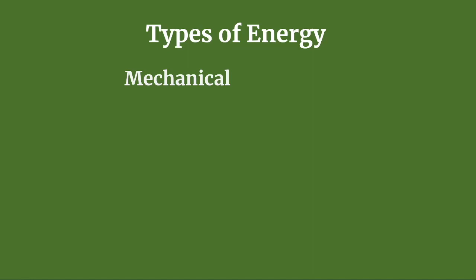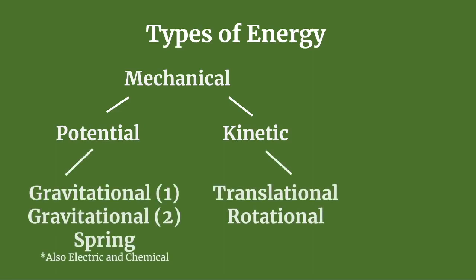Energy, sort of like force, comes in many different types. When we do calculations, we're usually working with mechanical energy, which is the sum of all potential and kinetic energy in a system. The main types of potential energy we use are gravitational, and there are actually two kinds of this one, and elastic potential, i.e. spring. There are other potential energies you've probably heard of, like electric and chemical, but for our purposes in this class, we usually just use gravitational and spring.